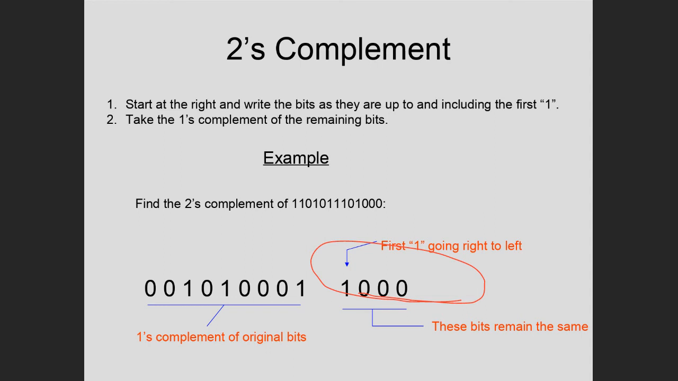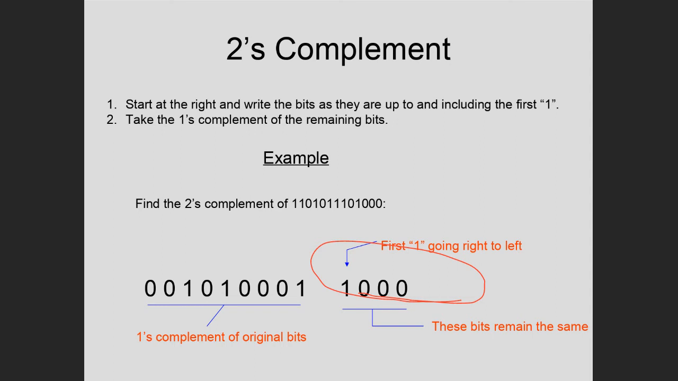Anyway, what you do for twos complement: if you go on YouTube, they're going to tell you if you want to take the twos complement of a binary number, take the ones complement of it and then add 1 to it. You can do that if you want. But a much easier way is this.